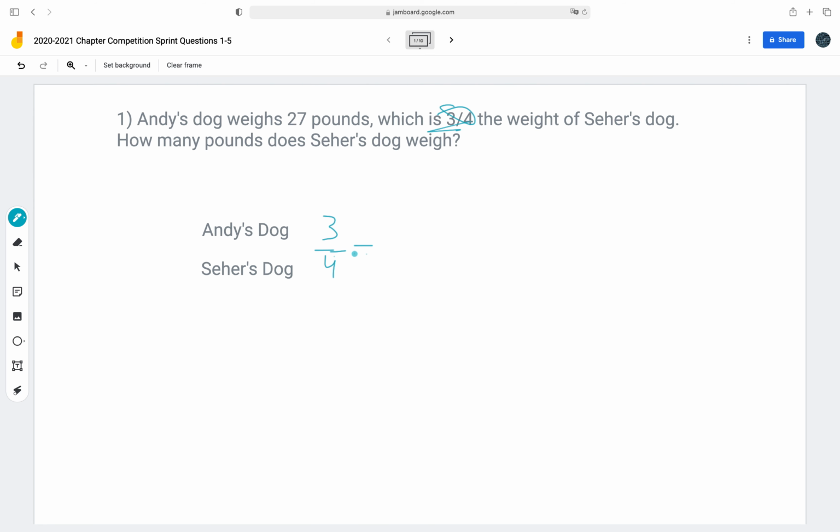I know there are much faster solutions, but it's not like Math Counts where we are on a time limit. So, what do we know here? We have Andy's dog weighs 27 pounds. So we want 27, and we want to find the weight of Sahar's dog, which is X. So you can cross multiply.